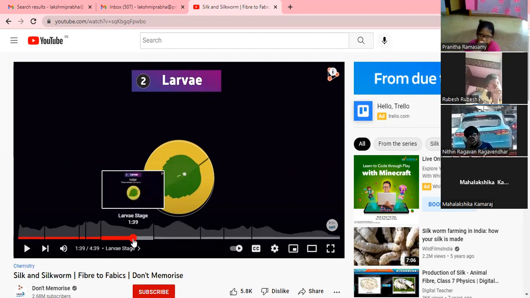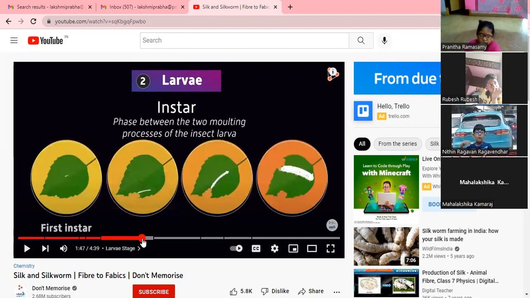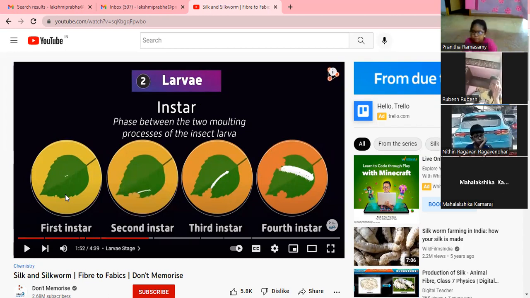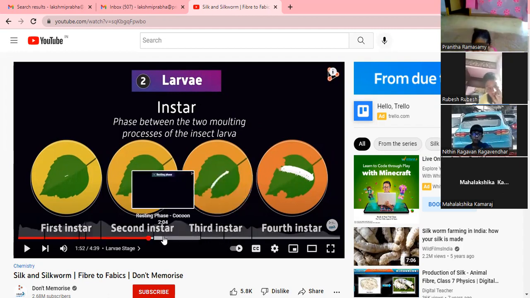There are 4 stages of larvae. We call them phases, or instars. When it is the beginning, it is small. Then it eats the mulberry leaf and starts growing. This is the third stage, and this is the fourth stage. Can you see how big the silkworm is? These are the 4 phases, called instars. This is the larval stage. We call them first instar, second, third and fourth. It consumes the mulberry leaves and grows.